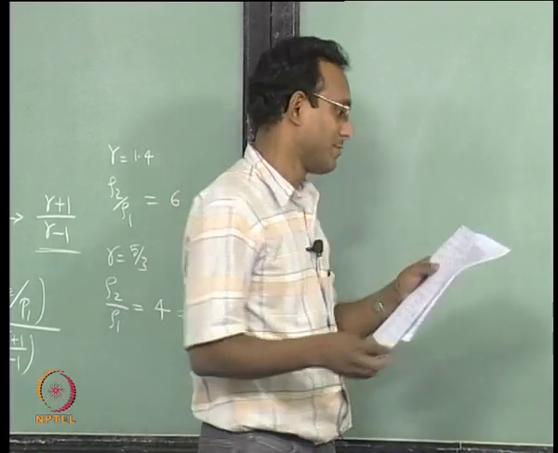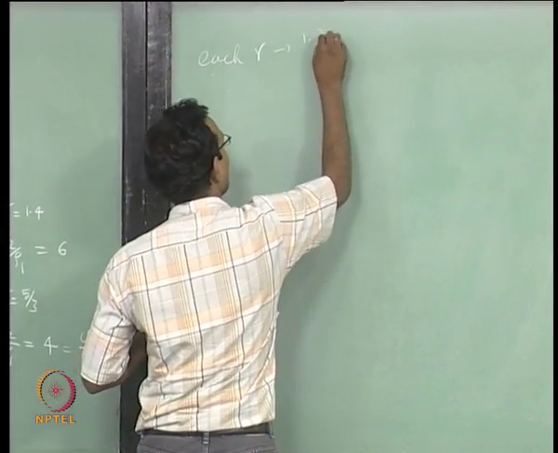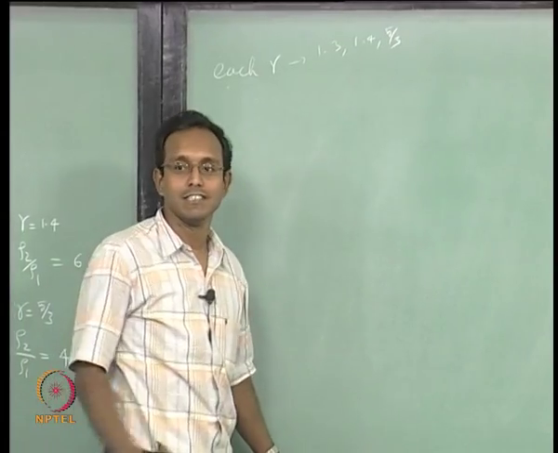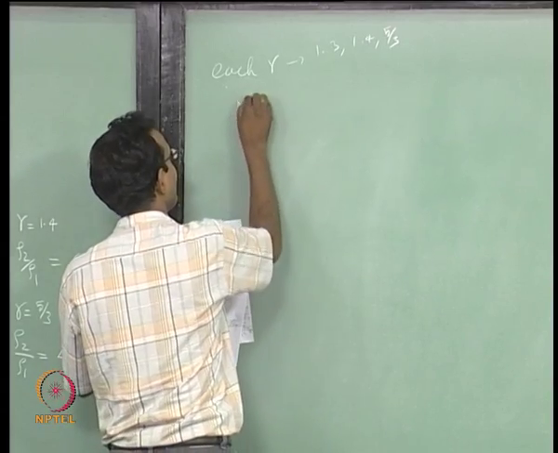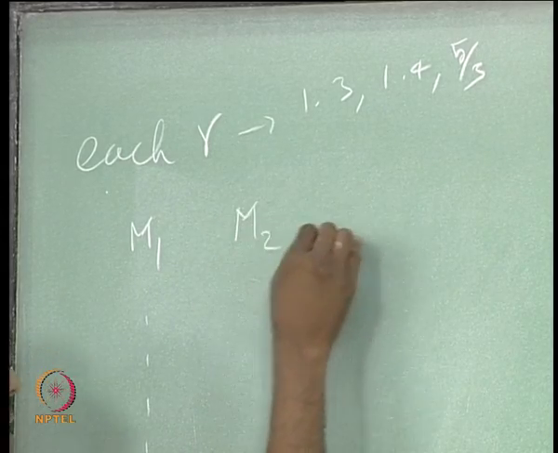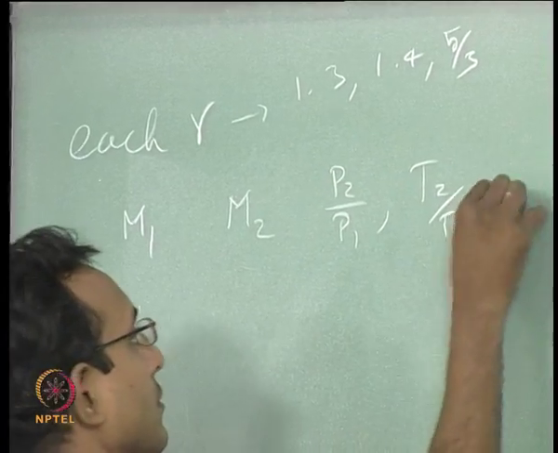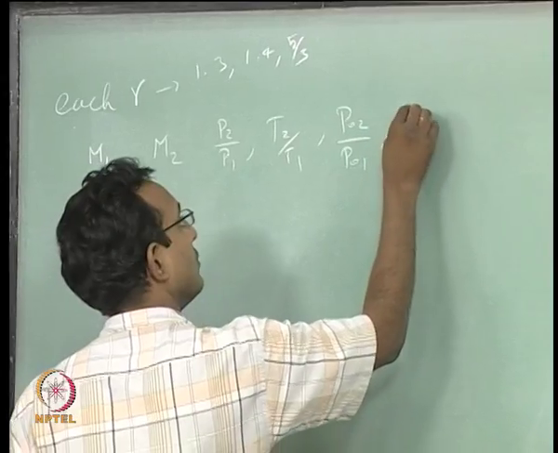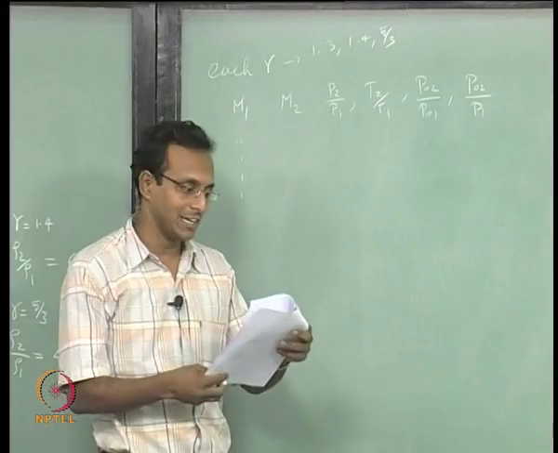Okay. So what they give will be, for each gamma, typically they will give 3 gammas, 1.3, 1.4 and 5/3, 1.666. These are the 3 values for which they will give data typically. What they will have is M1 as the input variable, and they will give you M2, p2 by p1, T2 by T1, p02 by p01, p02 by p1. These are the things they will typically give you.